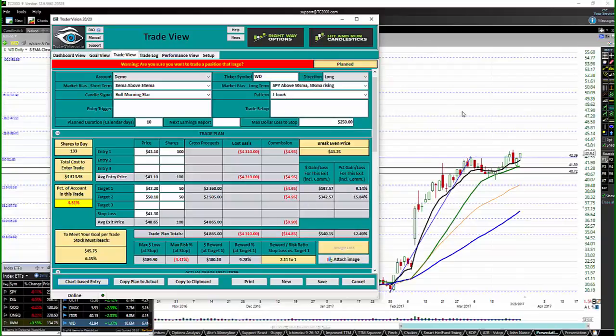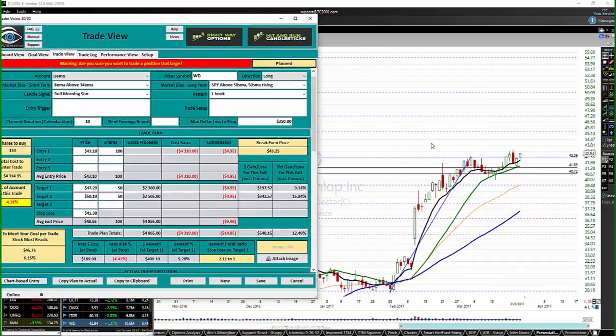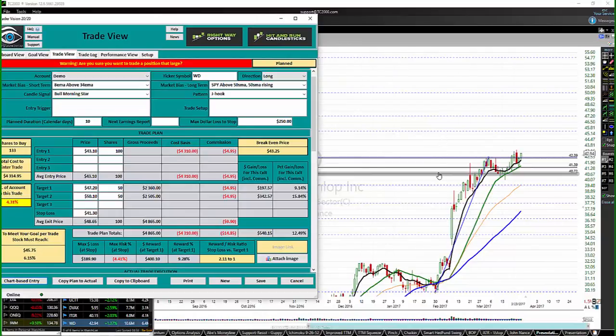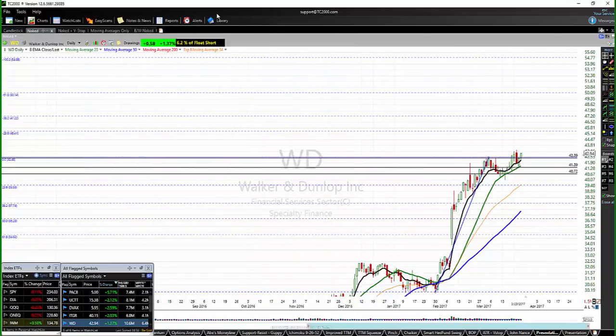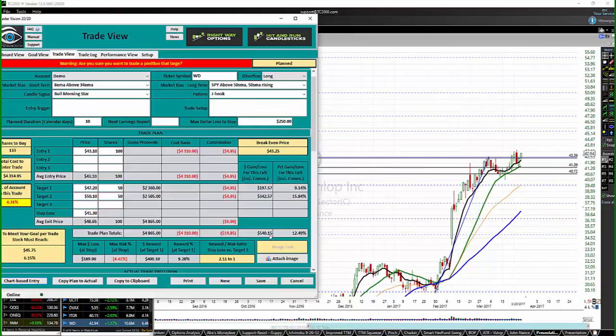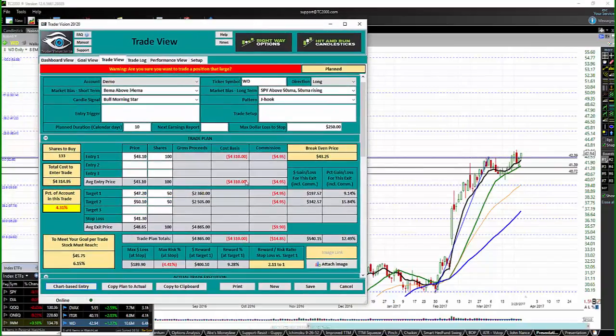All it has to do is keep trend and follow the long-term trend as well. So it's been coming up and stepping back, running up and stepping back, and we're expecting the same thing to happen again. So that's the trade. That's the trade plan for WD.